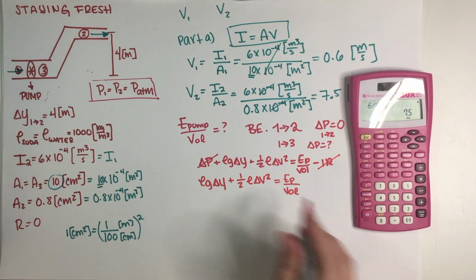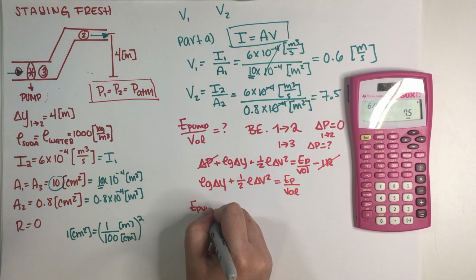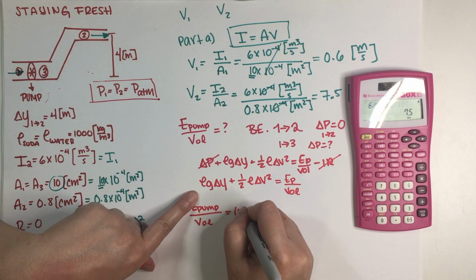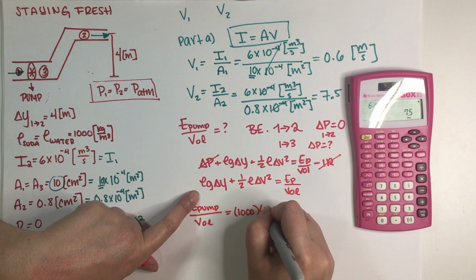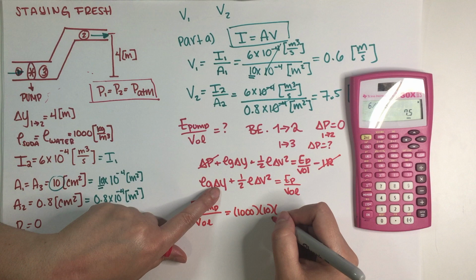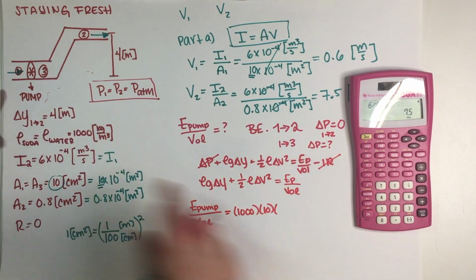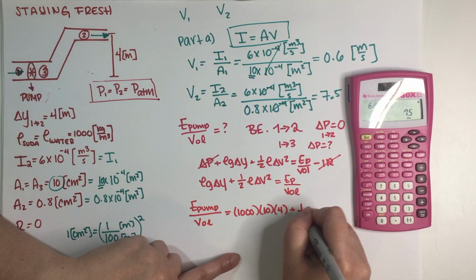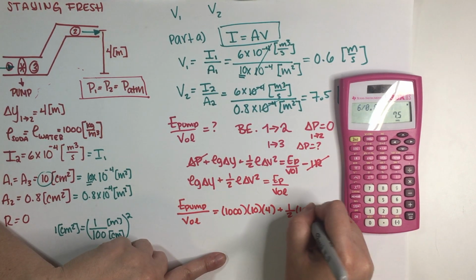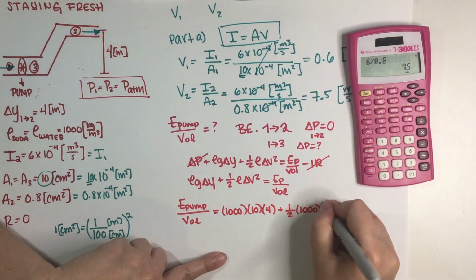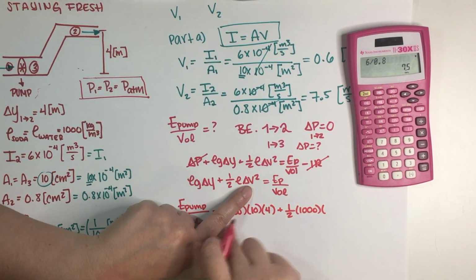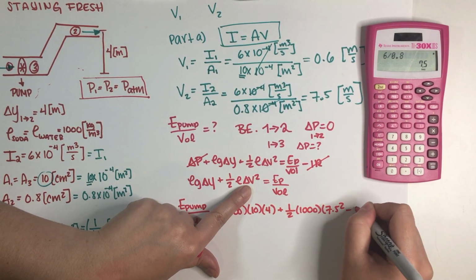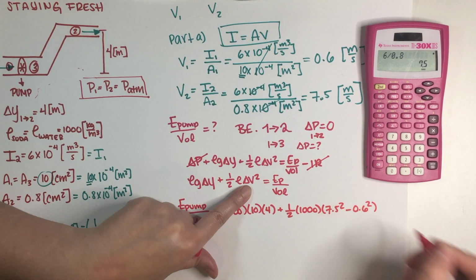Okay, so this is it. I just need to put some numbers on the calculator. So let's just see. Rho, I'm going to use 8,000. Gravity, I'm just going to go with 10. This delta Y is equal to positive 4 because I'm going up 4 meters. This is 1/2 rho again, going to use 1,000. This is final minus initial, so this is 2 minus 1, 7.5 squared minus 0.6 squared.